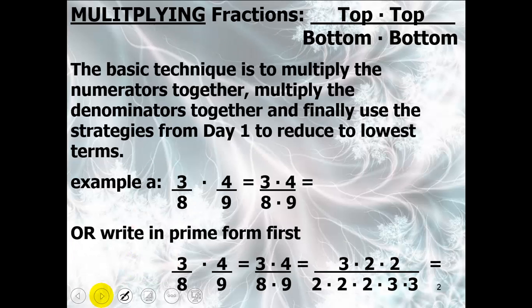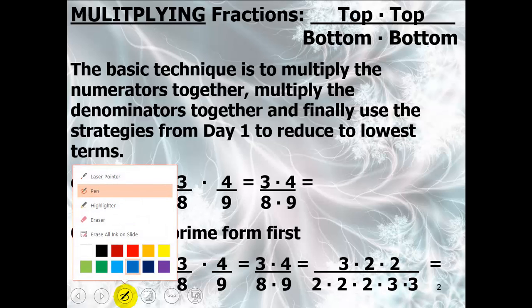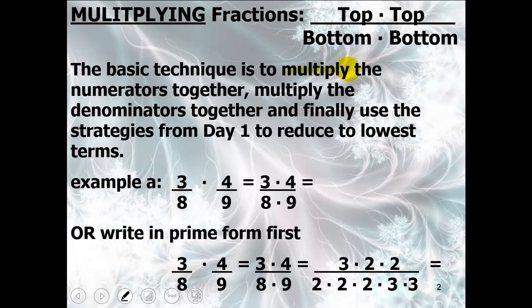Okay. Multiplying fractions. This is a handy little thing to remember. Top times top, bottom times bottom. The basic technique is to multiply numerators, then multiply the denominators, keeping them both in their respective spaces, and then to use our strategies from yesterday to reduce. All right, so let's see how this plays out with an example.